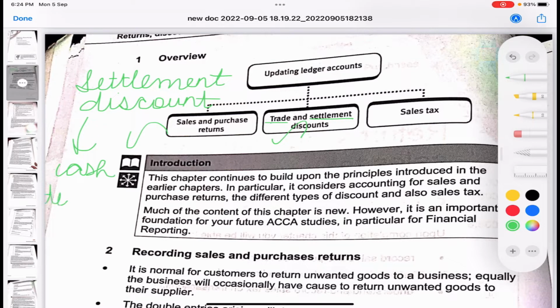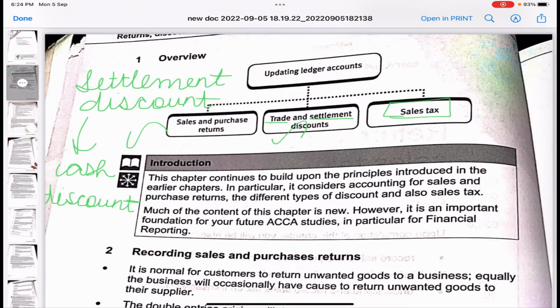I hope you are noting this down, because this is not like the Business and Technology paper. This is something where you need to keep a notebook handy and note down the things which I'm saying. Otherwise, there's no point in watching this video. And then we are also going to look at how we will take account of the sales tax.